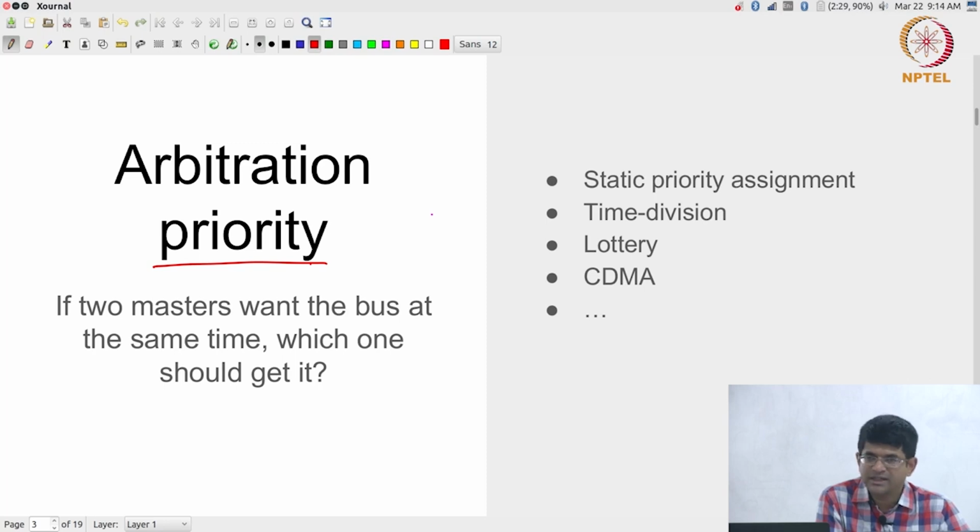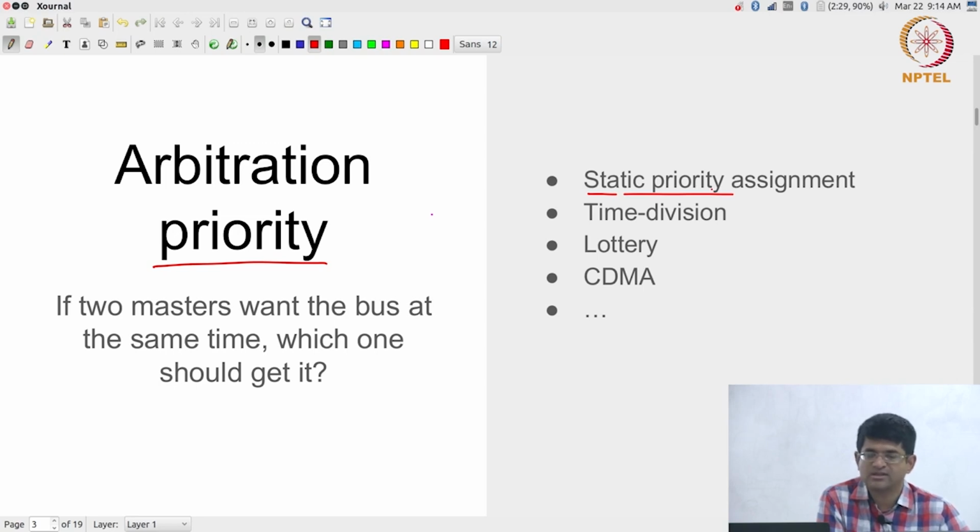After all, the arbitration itself is done by that bus arbiter. Okay, so as long as I can give it some notion of priority, it can decide if two masters request at the same time, which one gets access to the bus. But then comes the question, how do I decide which master has higher priority? One way of doing it, the most obvious one, is so-called static priority assignment. Right? The idea behind static priority assignment is trivial.